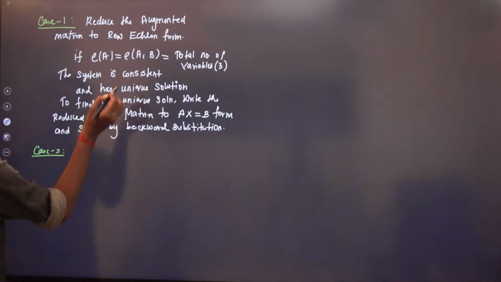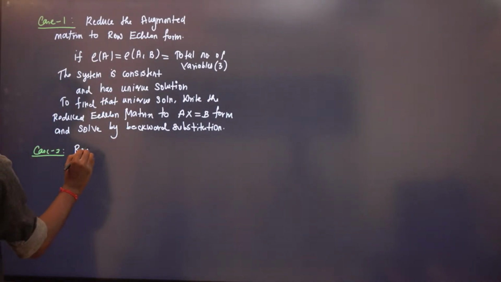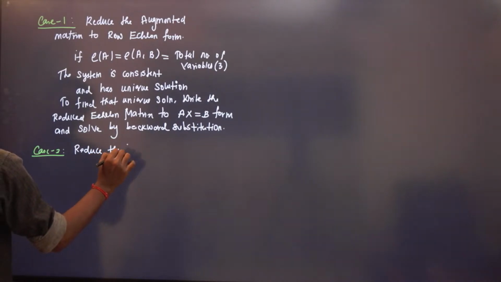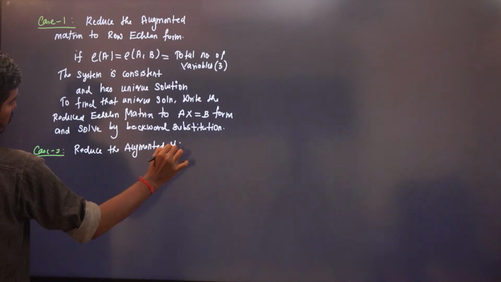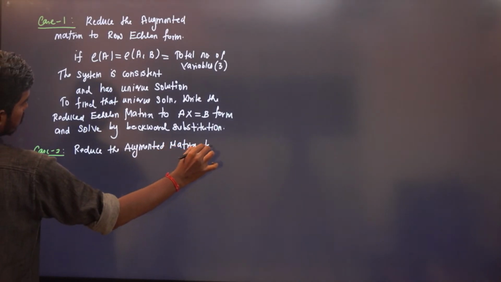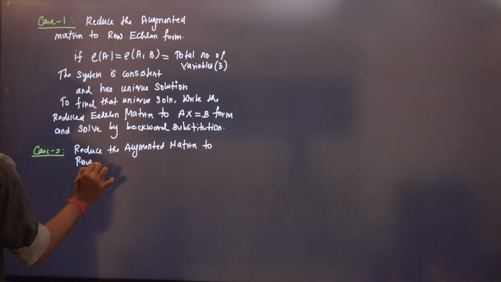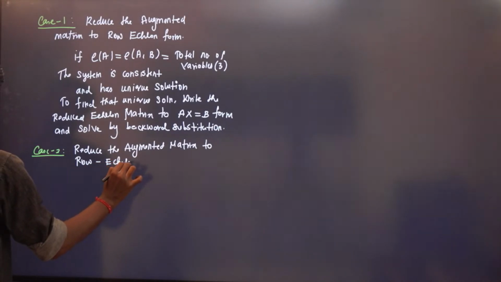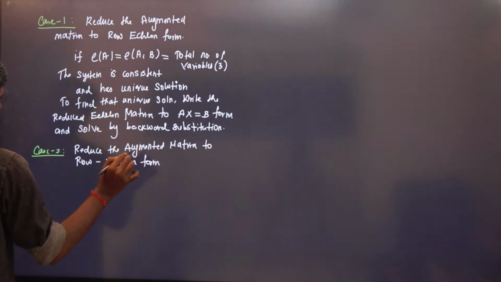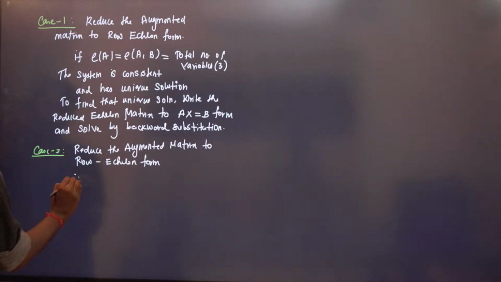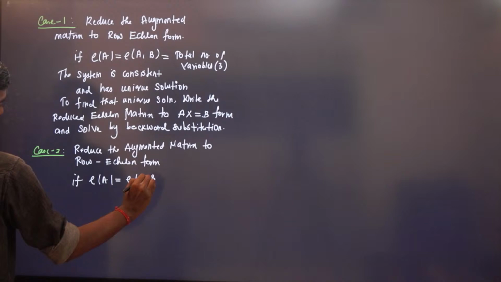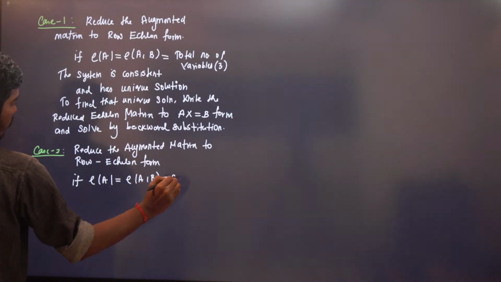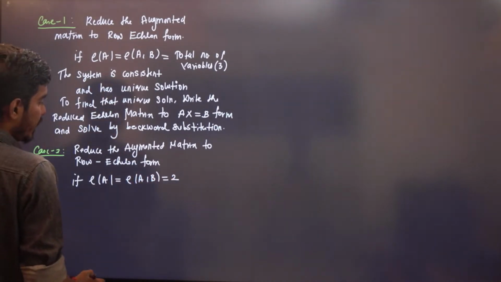Again, reduce the augmented matrix to row echelon form. Right? If rank of A and rank of A comma B both are equal to 2, right?